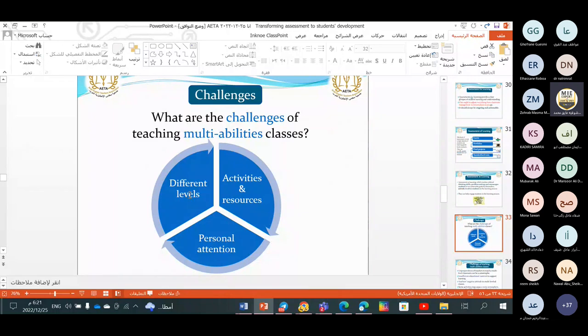For example, different levels, activities and resources, personal attention. Different levels, we said more about it. Activities and resources means that we should differentiate between the resources for each student. For example, for the low achievers, you can give them simple resources and activities. For the higher ones, more complicated or advanced ones in order to suit their levels. Also, for personal attention, what are some of the challenges you can mention more than these? Who can add?